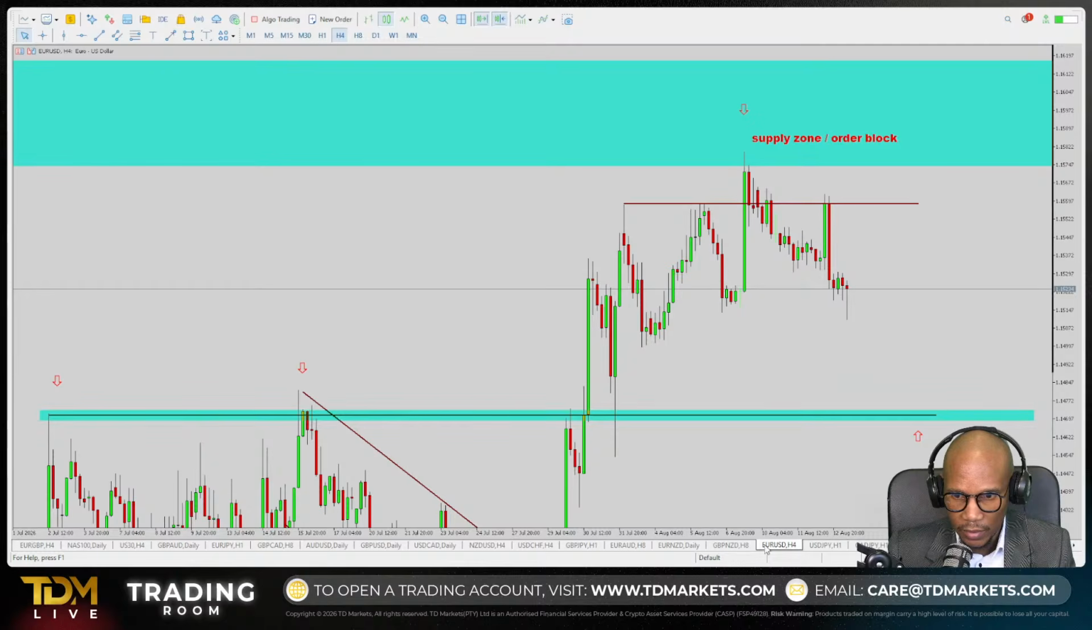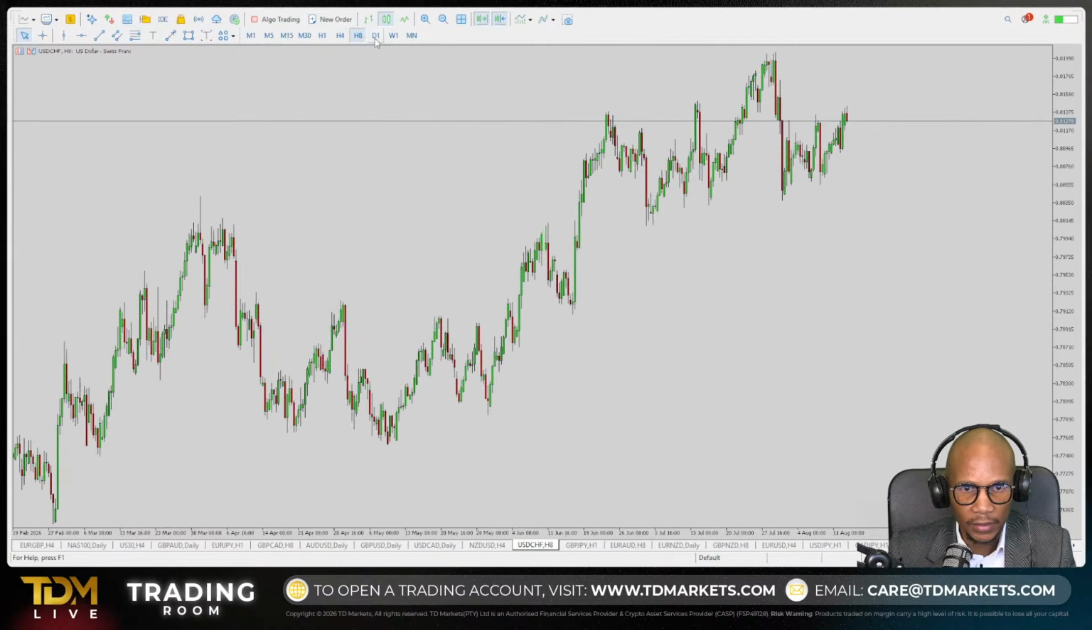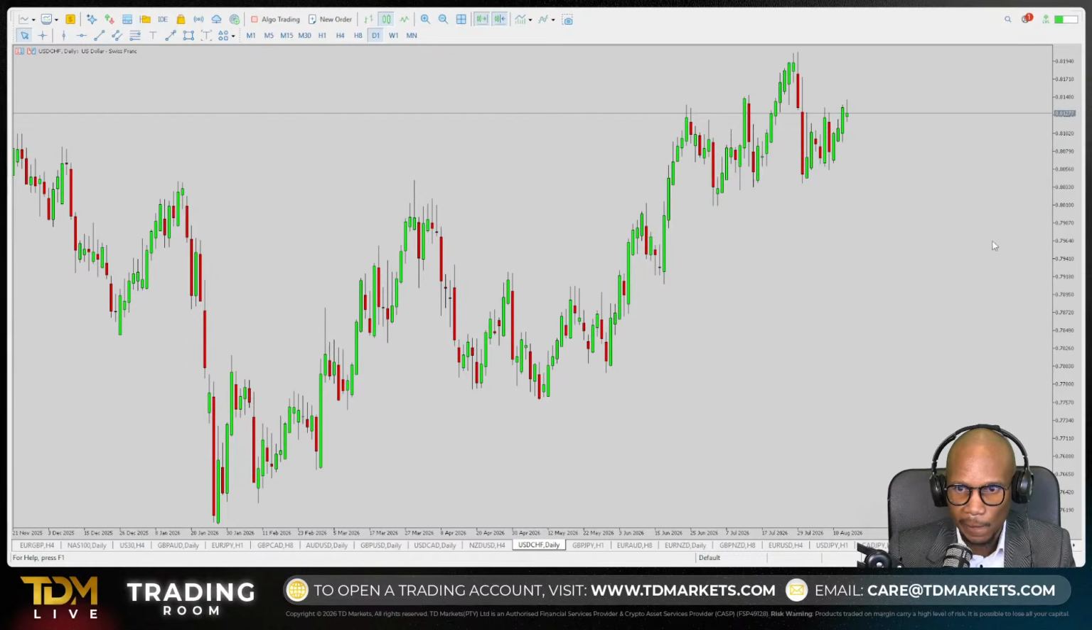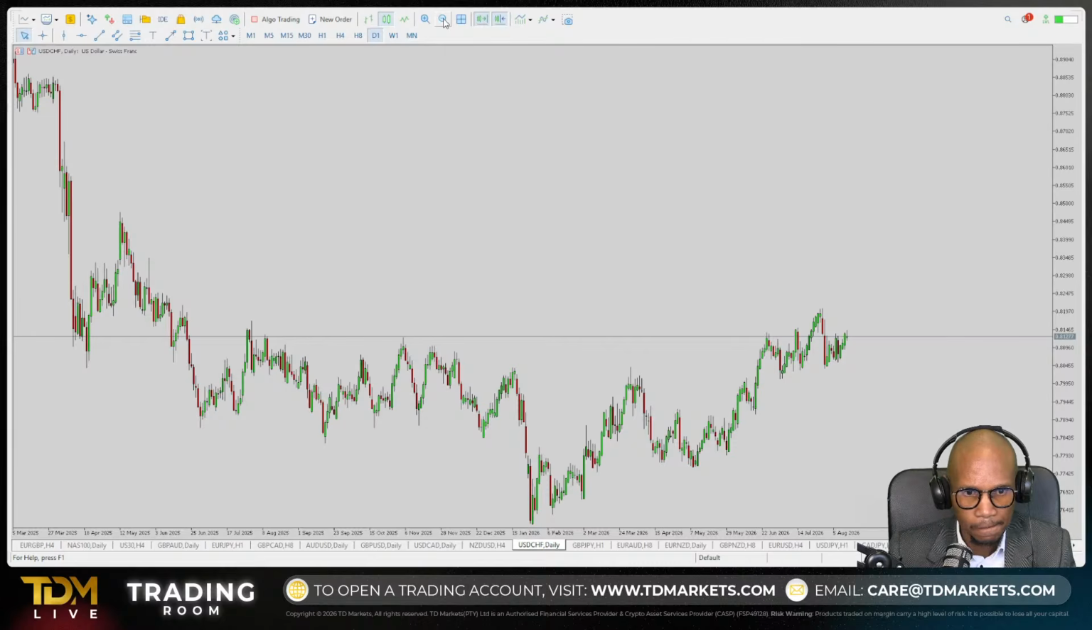Let's have a look at USD Swiss. USD Swiss must be going up. Yeah, USD Swiss must be going up. Let's see. Okay, so USD Swiss is here. It's bouncing from this here.